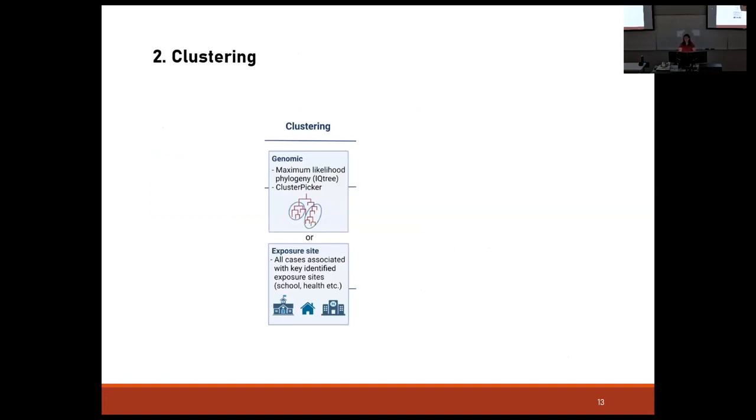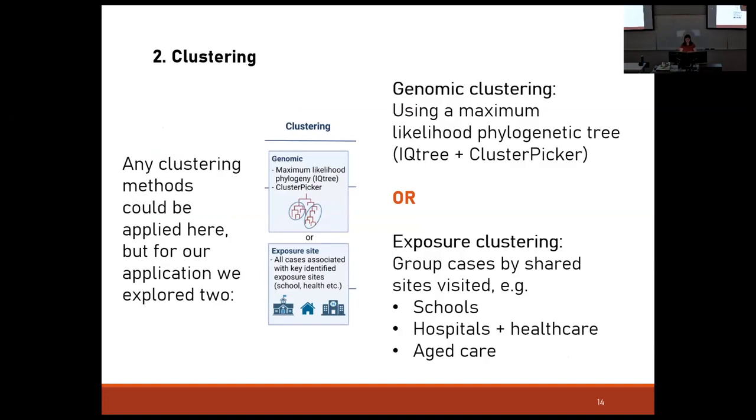So again, if we want cluster-specific estimates, we need to do some clustering. I'll just review this briefly. There's one main point I wanted to bring up here, which is the challenge of doing genomic clustering, particularly for COVID-19 sequences. The normal approach, and we have done this, would be, we have a set of sequences, we build a maximum likelihood phylogeny, and then we use some clustering tool such as ClusterPicker, which we used here, to create clusters of cases, as in my little diagram here.